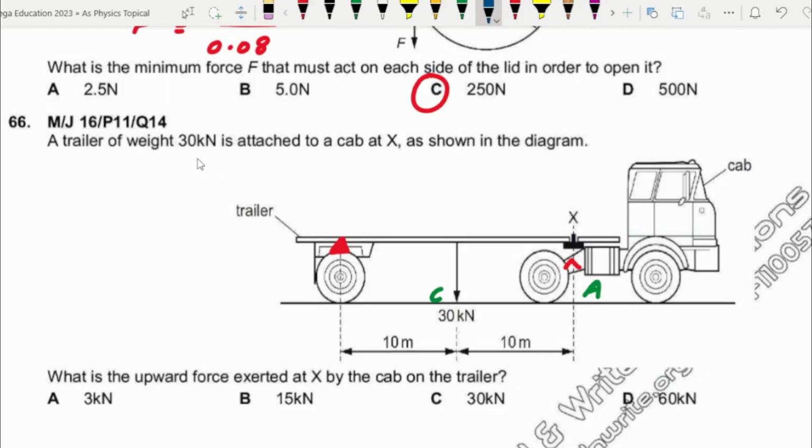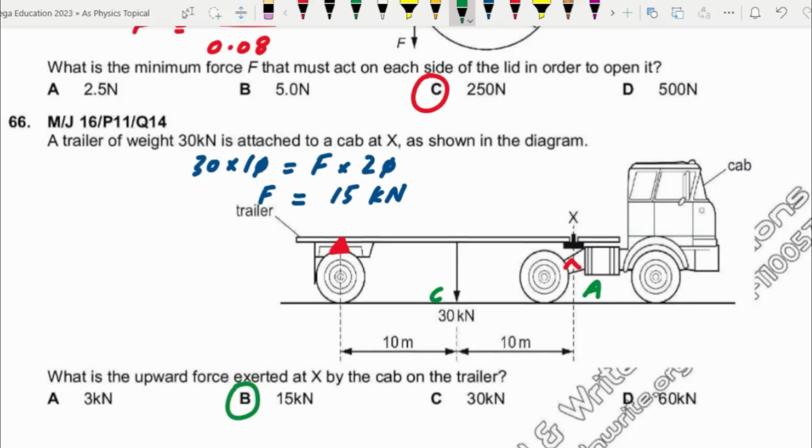So we have the first one, 30 kilonewton. So 30 times 10, because the perpendicular distance of the 30 kilonewton force is 10 meters. Okay, given in the question itself. And the second force is the one that needs to be found out. We can write it as it is, F times the perpendicular distance of that force from the pivot, which is 10 plus 10, which is 20. We did not do any conversion. We use the force as it is in kilonewtons, so your answer would also be in kilonewtons. So B is the right answer for this one.